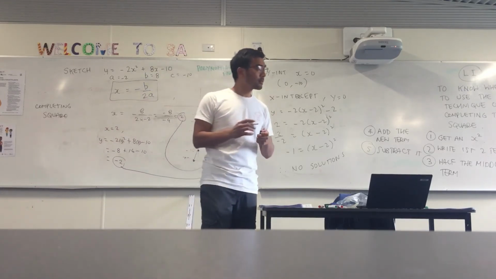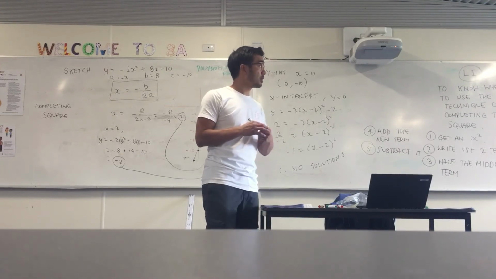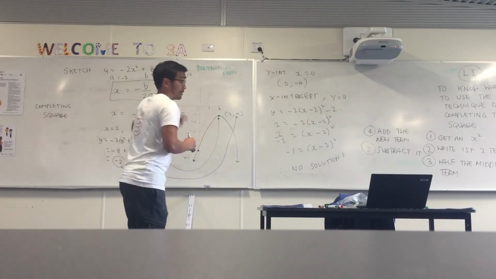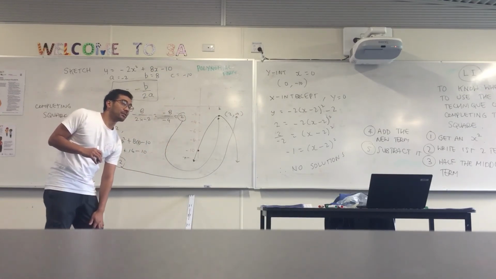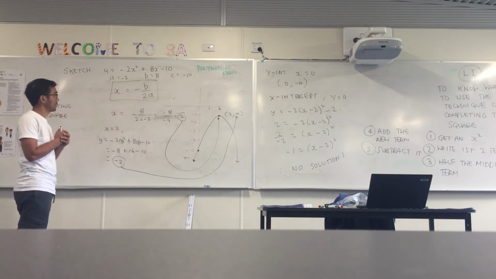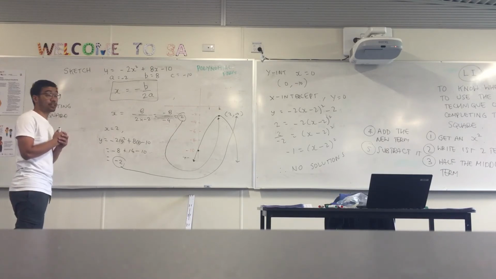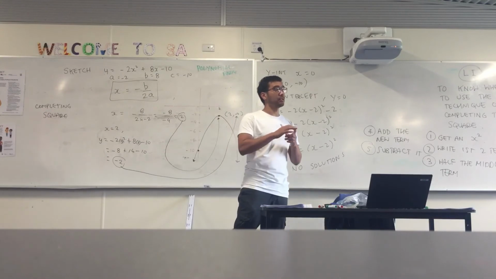So what if we didn't know that this didn't have an x-intercept? How would we figure it out? You would have to do completing the square. But what if you knew it's going upside down and that's the turning point, and you already know that there's not going to be an x-intercept? Can you just write that in words, or do you have to show it?